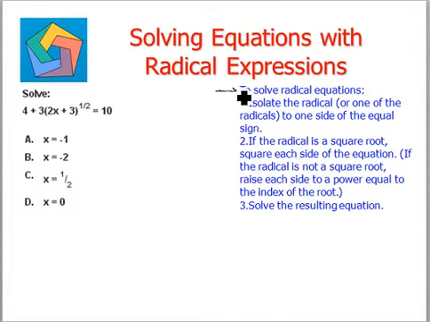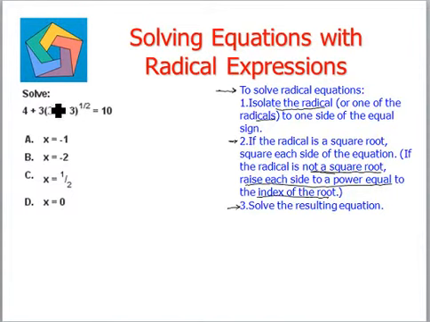To solve radical equations, we first isolate the radical or the radicals to one side of the equal sign. Now the second is, if the radical is a square root, we square each side of the equation. If the radical is not a square root, we raise each side to a power equal to the index of the root. Very important is that we have to raise the power of each side to a power equal to the index of the root and then solve the resulting equation. Let's understand the steps with the help of the questions given to us.